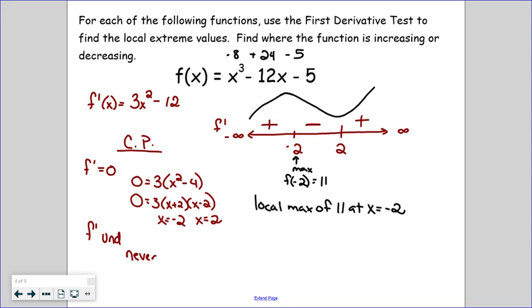Calculus justification. It's a maximum because my derivative switched from positive to negative.